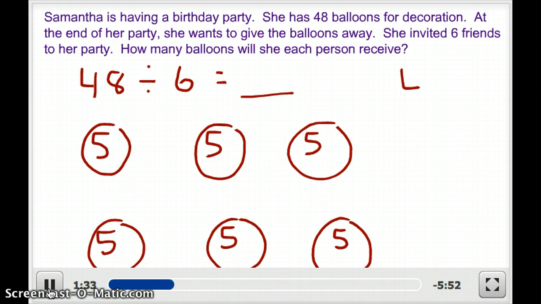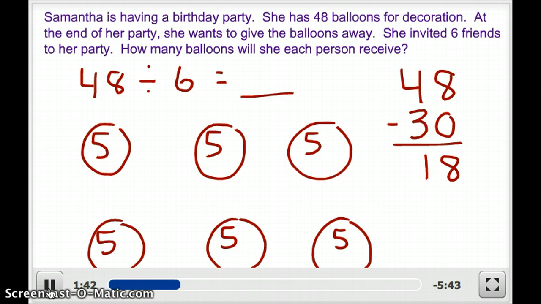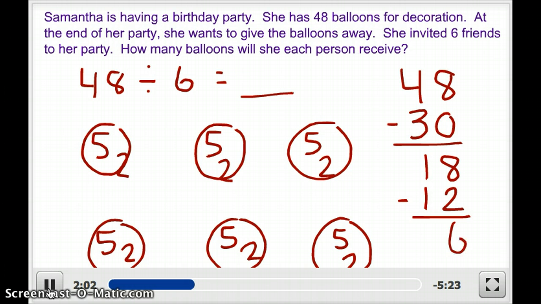That means that 30 of the 48 balloons have been subtracted or given away. That means I have 18 balloons left to give to 6 friends. Now I might do groups of 2. So I'm going to give away 2, 4, 6, 8, 10, 12. I've now gotten rid of 12 more balloons, which means I have 6 balloons left to give.